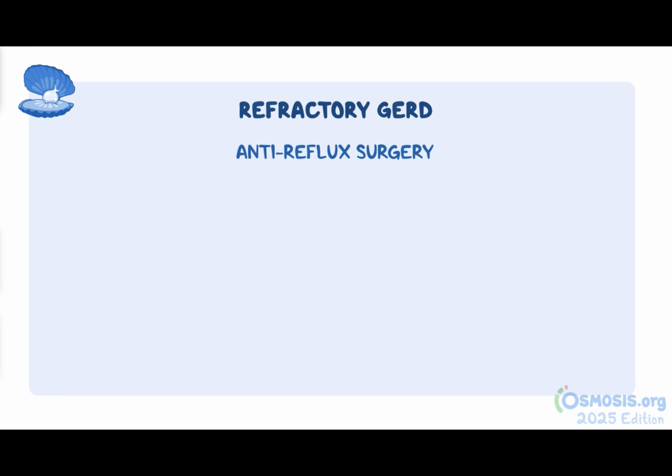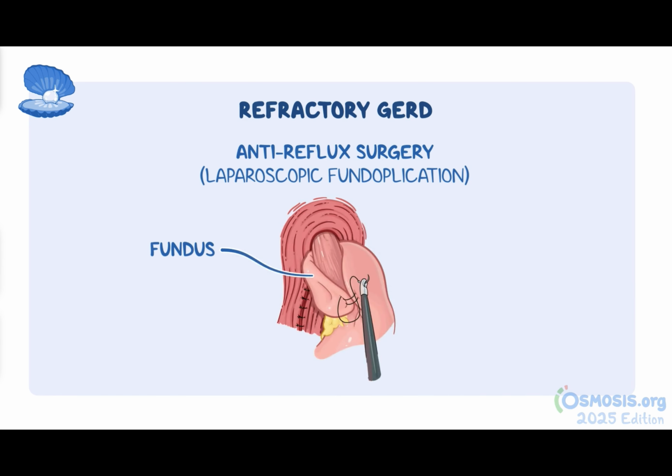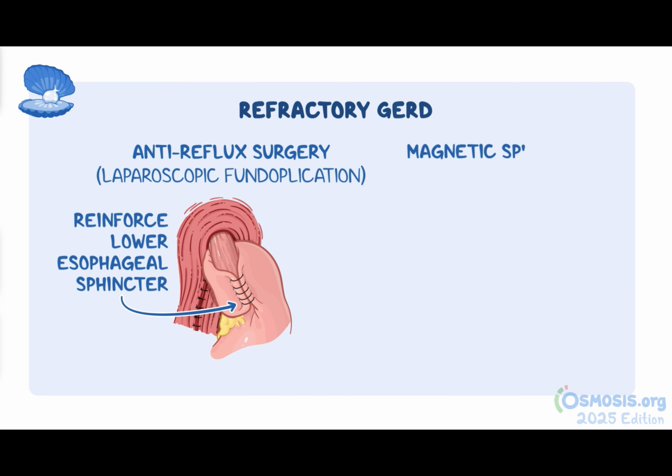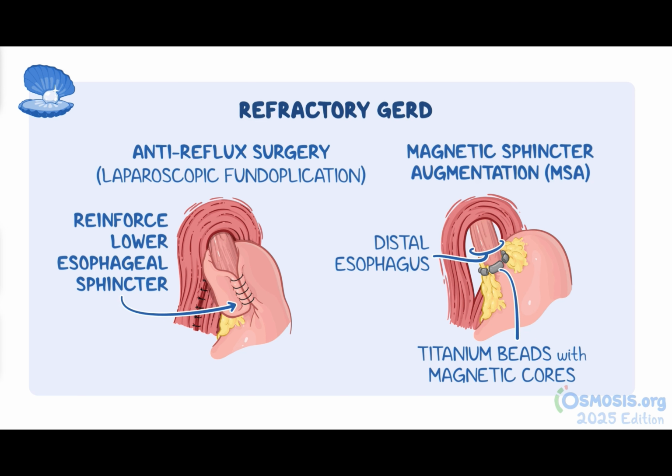Here's your last clinical pearl. In patients with refractory GERD, another treatment option is anti-reflux surgery, most commonly laparoscopic fundoplication. In this procedure, the fundus of the stomach is wrapped around the lower esophagus to reinforce the lower esophageal sphincter and increase its pressure. Another option is magnetic sphincter augmentation, or MSA. This involves placing titanium beads with magnetic cores around the distal esophagus, which helps strengthen the sphincter and reduce reflux.